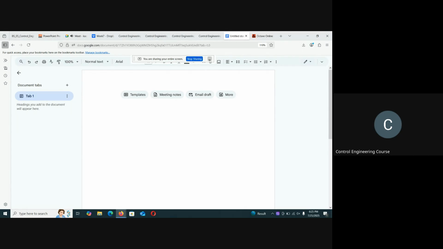I'll work it out step by step here. Let me increase the font size. So when you have G of s equal to 1 by 1 plus s, is it fine? Yes. So now what will be G of j omega?